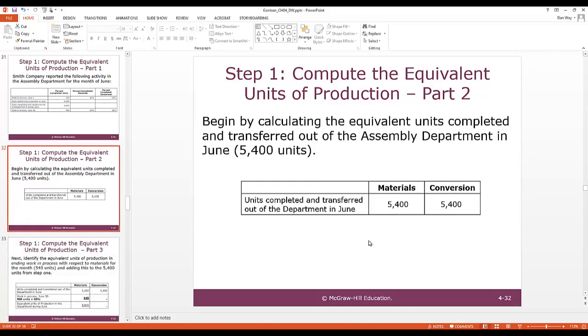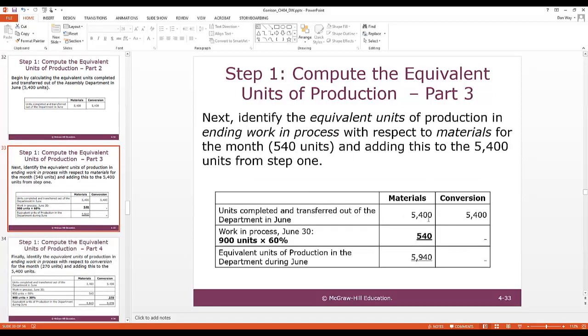So we start by calculating the equivalent units completed and transferred out. And the good news about that is any unit that's been completed and transferred out must have been completed at 100% completion rate with respect to everything, right? Otherwise, it wouldn't have been marked finished and kind of moved on out of the process. So those 5,400 units from a moment ago that were completed and transferred out of the department in June, we're going to always count those at 100% with respect to both materials and conversion.